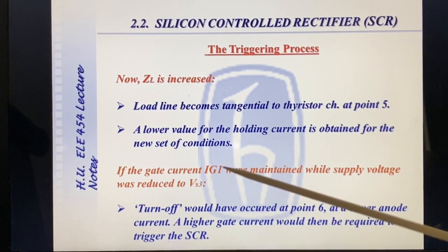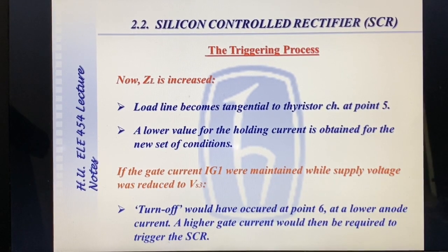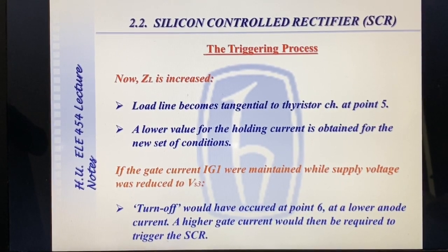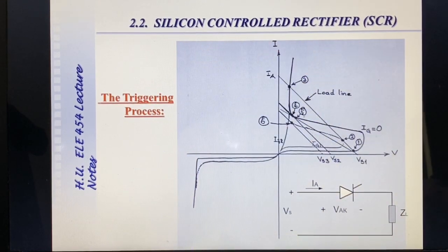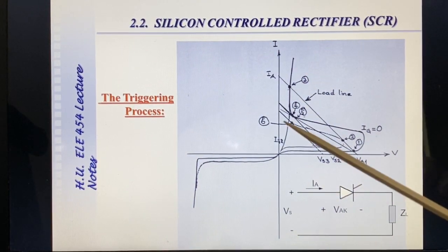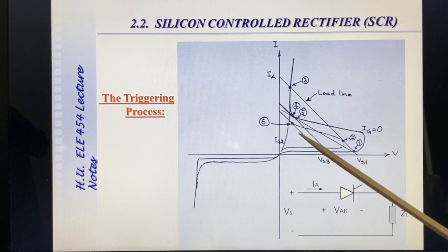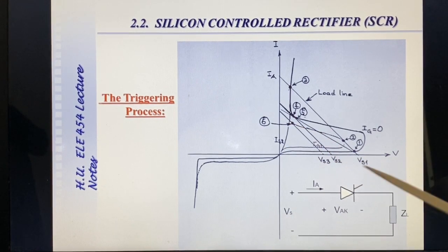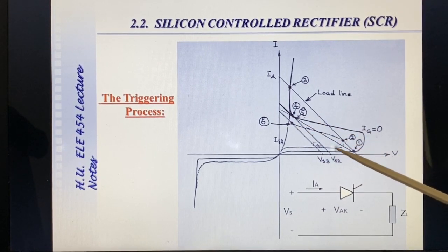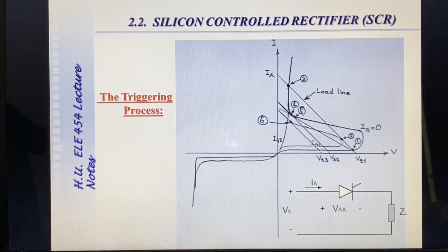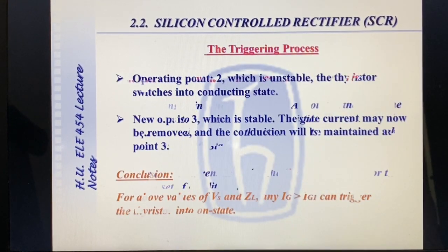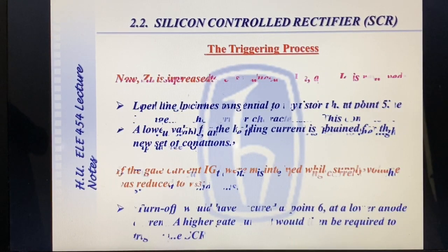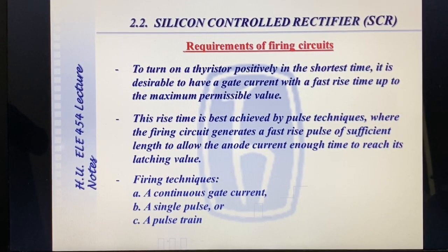If the gate current Ig1 were maintained while supply voltage was reduced to Vs3, turn off would have occurred at point 6, a lower anode current. So a higher gate current would be required to trigger the silicon controlled rectifier into conduction. So Vs3 is this one, and the new characteristic that one. Again here it is in the unstable region where it reverts back to the forward blocking state. So this was a simple example to understand the operation of the thyristor.